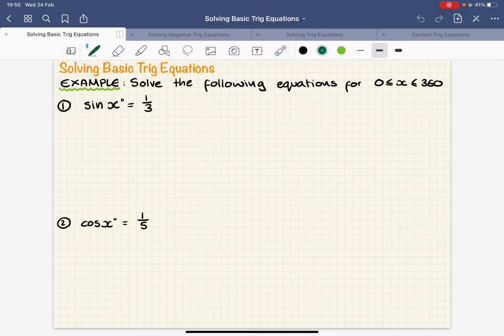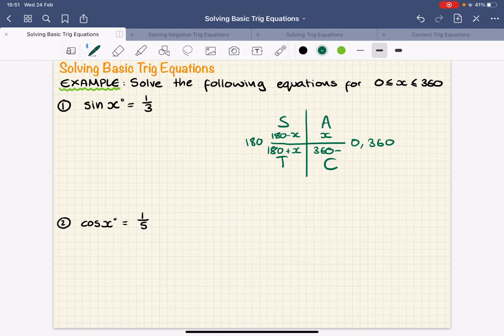So question 1, I've got sin x equals a third. So I'm going to draw out my CAST diagram. I've got all silly Tom cats. That's my x, 180 take away x, 180 plus x, and 360 take away x. The fact that that third is positive means I want to be just looking at where sine is positive. So everything is positive in A, and sine is positive where I've got the S. So I'm only going to be focusing on those little sections there.